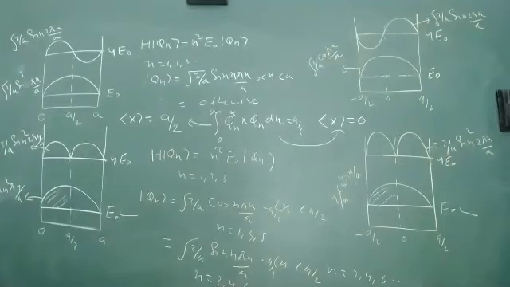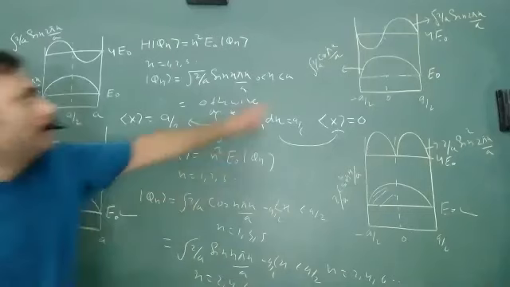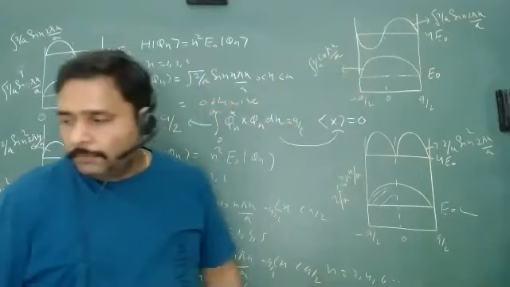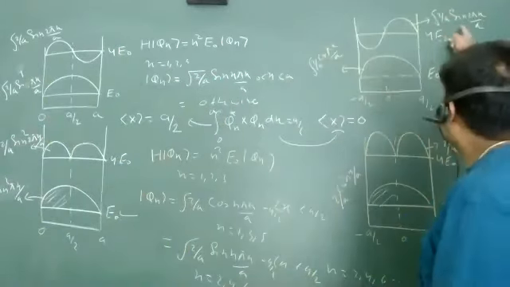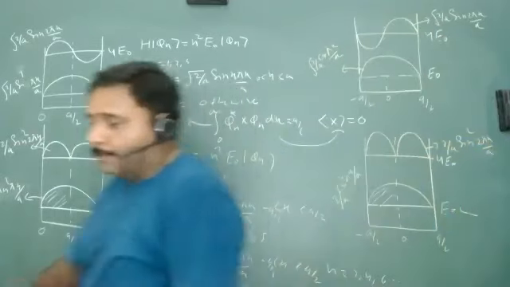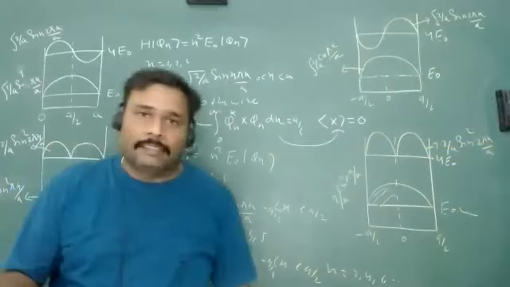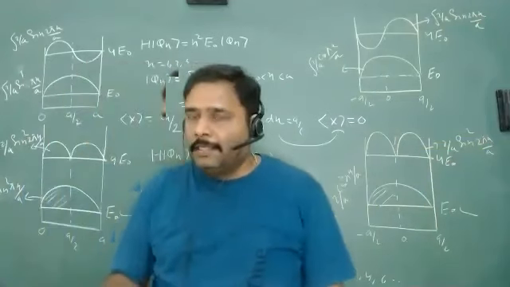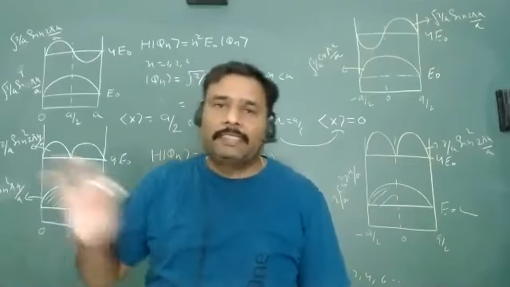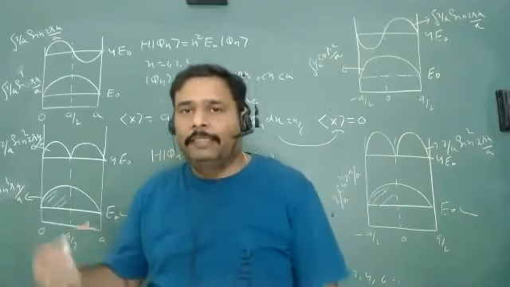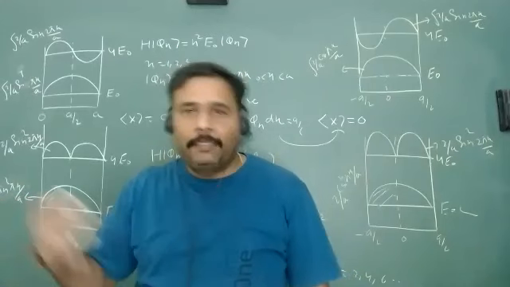Excuse me, sir. Yes. Sir, in the third graph above, the value is root 2 by a cos 2 pi x by a. Yes or no? This is cos pi x by a. Above this figure, sir. This is the first excited state, so this is sine 2 pi x by a. Look at the solution. The first excited state is a sine function. For n equal to 2, 4, 6, you will get a sine function. For n equal to 1, 3, 5, you will get a cos function.